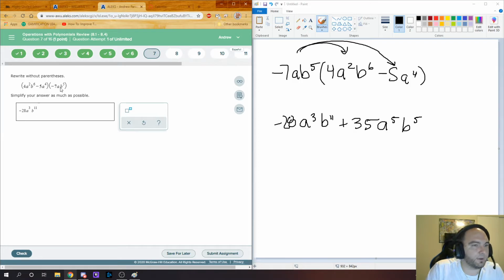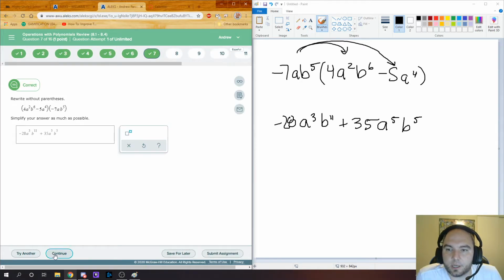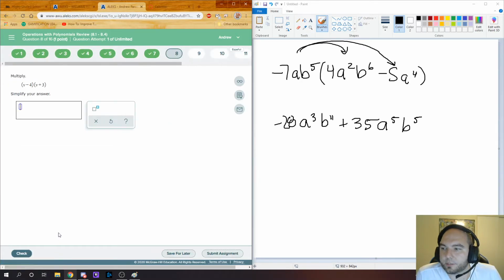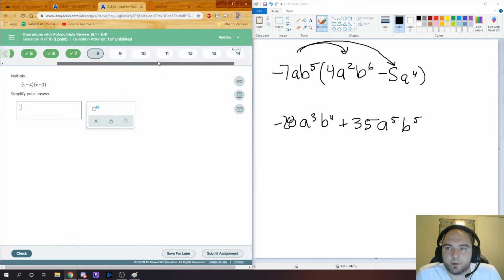B to the 11. Now you got to go through the arduous process of typing that all in. A to the 5th, B to the 5th. Just make sure very carefully you've done it all in the correct steps. One wrong letter, sign, etc. could spell disaster.